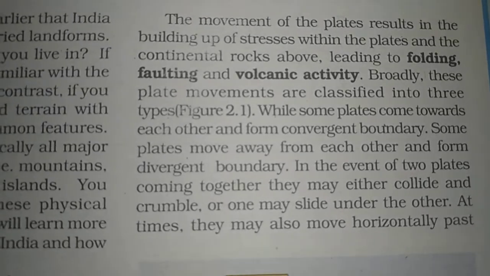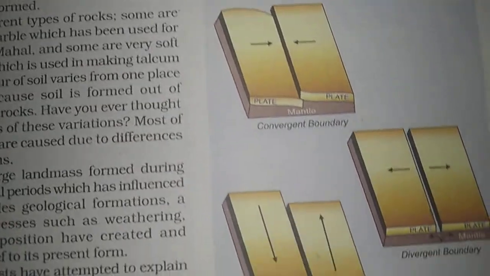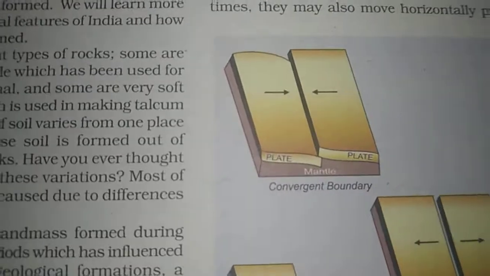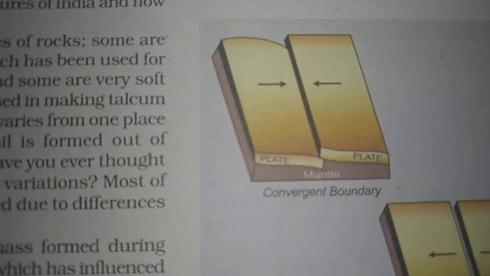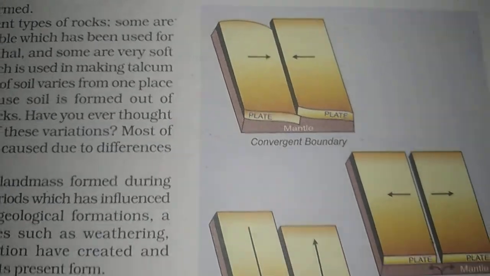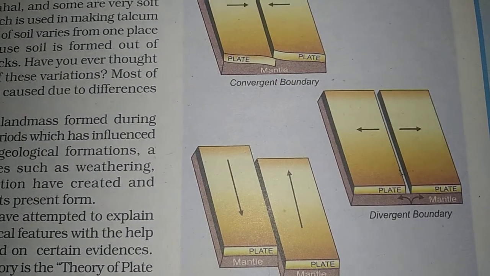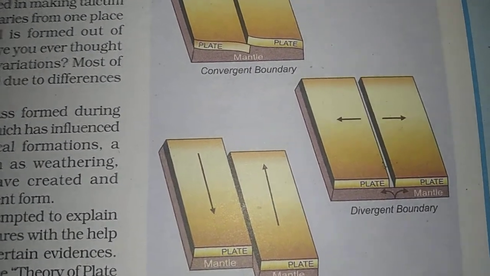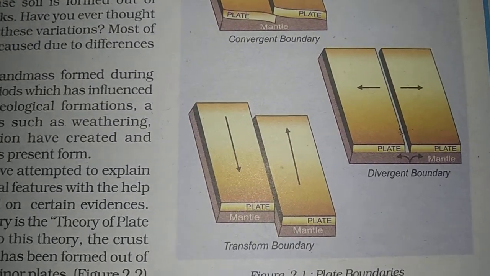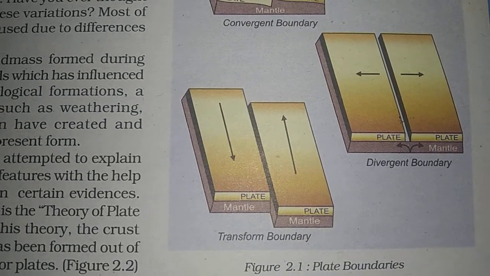The movement can be classified broadly into 3 types. Convergent boundary: when some plates come towards each other, they form a convergent boundary, which may lead to either collision and crumbling, or one may slide under the other. Divergent boundary: when some plates move away from each other, it forms a divergent boundary. Transform boundary: when some plates move horizontally past each other, they form a transform boundary.